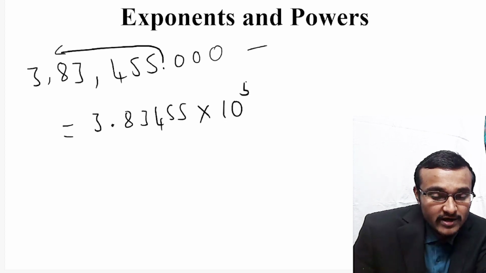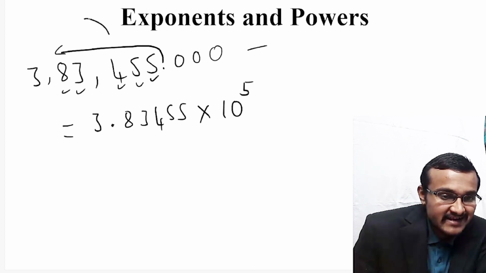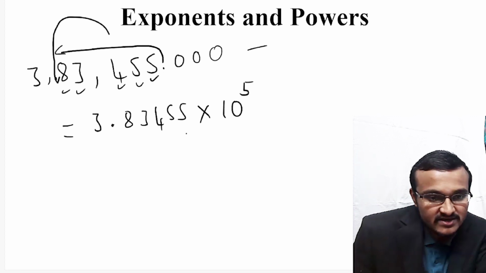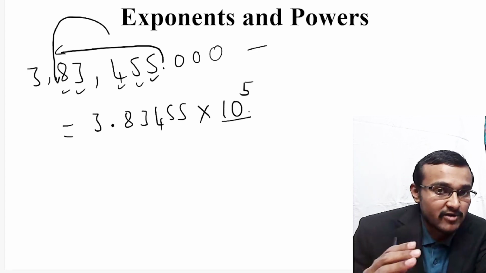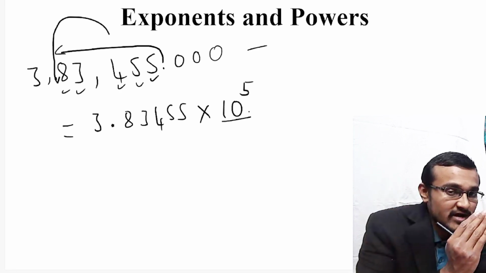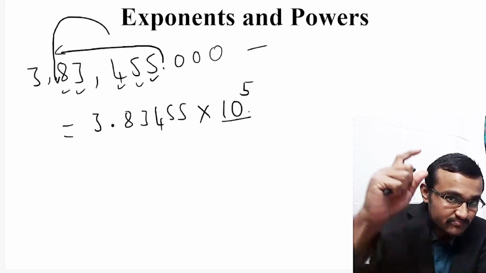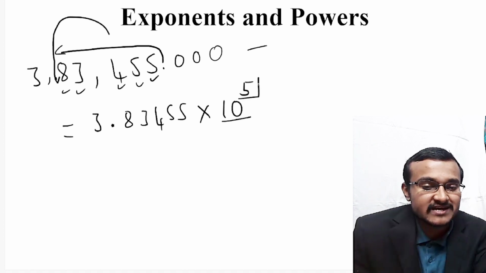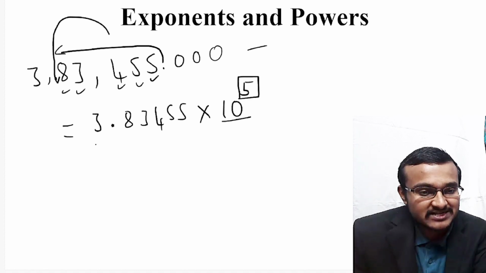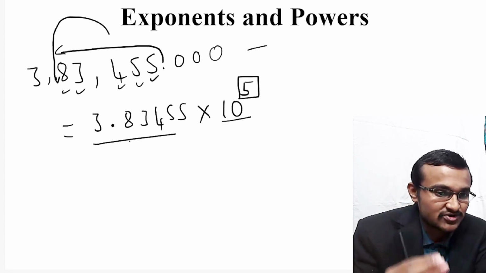10 power 5, because after 5 digits you are actually moving this decimal point, that is 1, 2, 3, 4, 5. So after 5 numbers you have moved decimal point over here. So when you move decimal point over here, you should multiply that with 10 power how many digits you have moved. So after 5 digits you have moved the decimal point, so in the power of 10 it will be 5. So 10 power 5 you should actually multiply with this particular 3.83455. So that will actually give you the value.